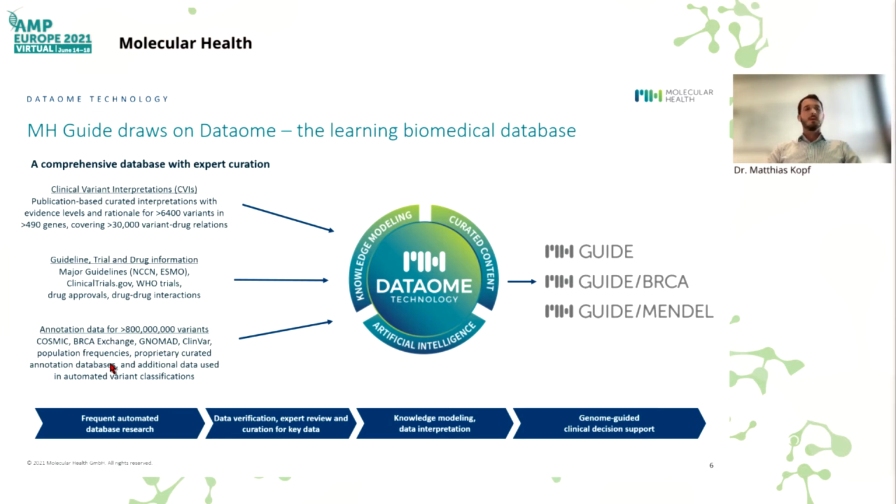So, for example, activating mutations, damaging mutations, etc. We also have additional data that is used for automatic classifications like hotspots in certain genes to automatically pre-classify the variants in addition to our variant interpretations.